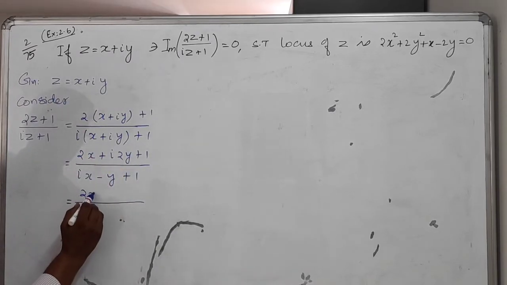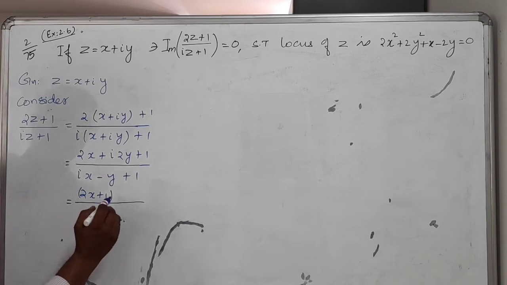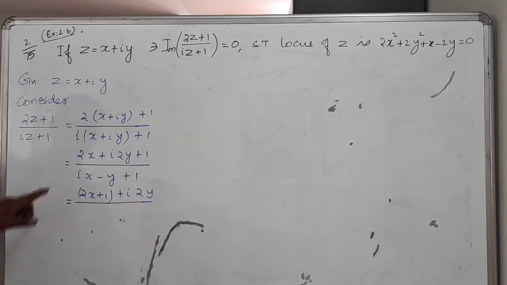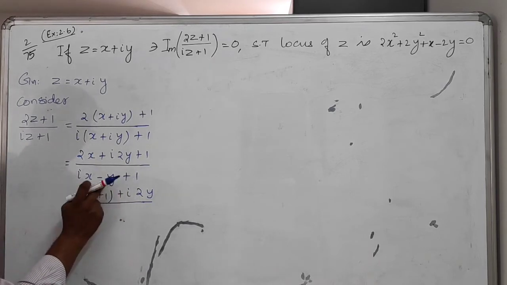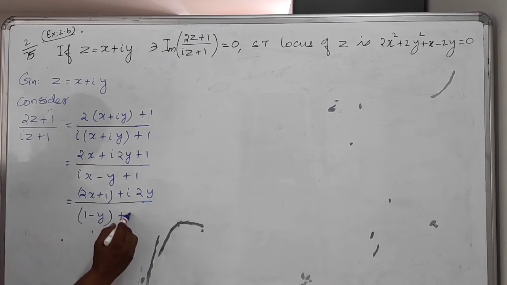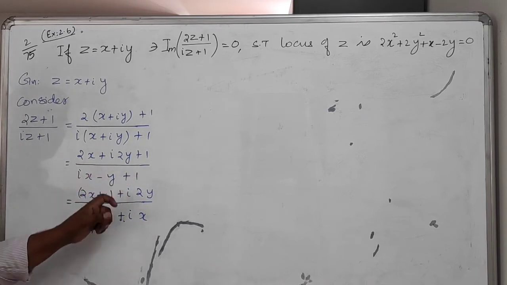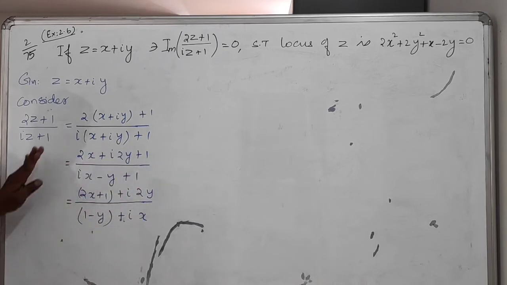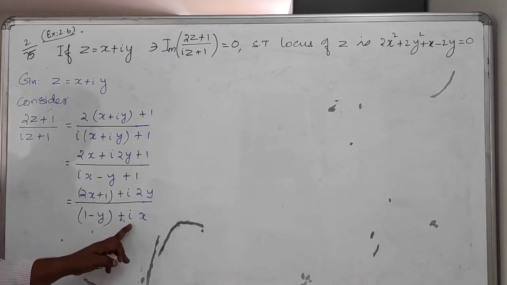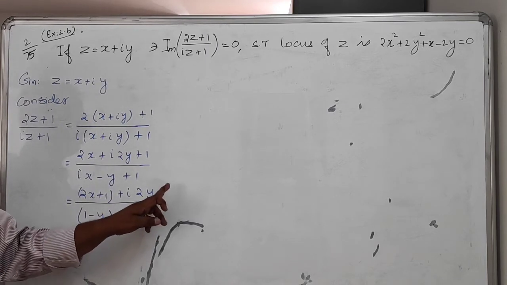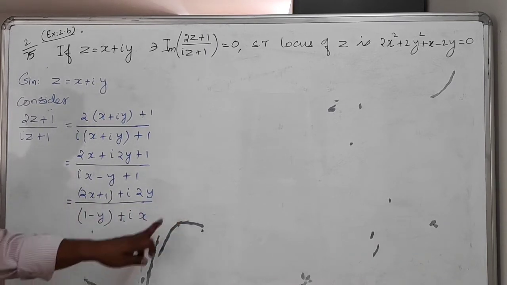You can write 2x plus 1 plus i into 2y. By this, this is the real part, this is also real. Therefore, you can write it as 1 minus y, then plus ix. Now we have written both numerator and denominator in rectangular form. Again, in rectangular form, the denominator should not have i. Therefore, to remove this i, you can multiply and divide by the conjugate of the denominator.